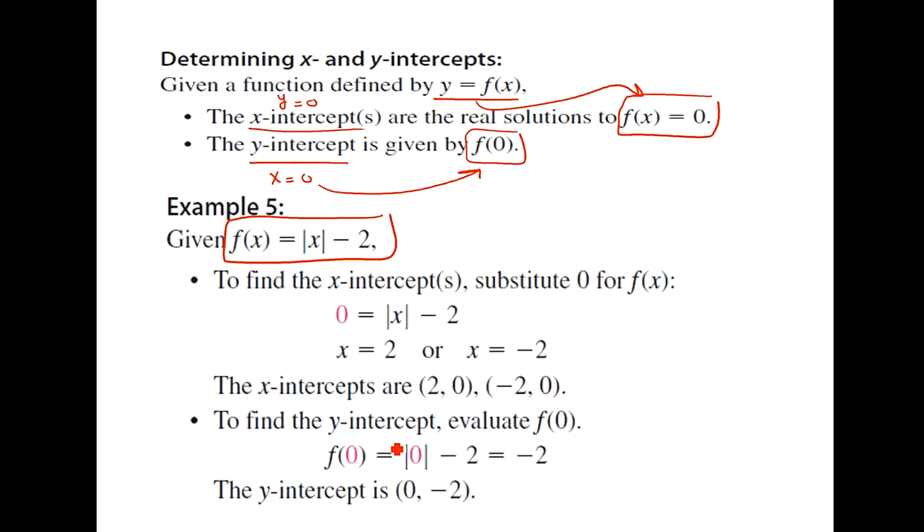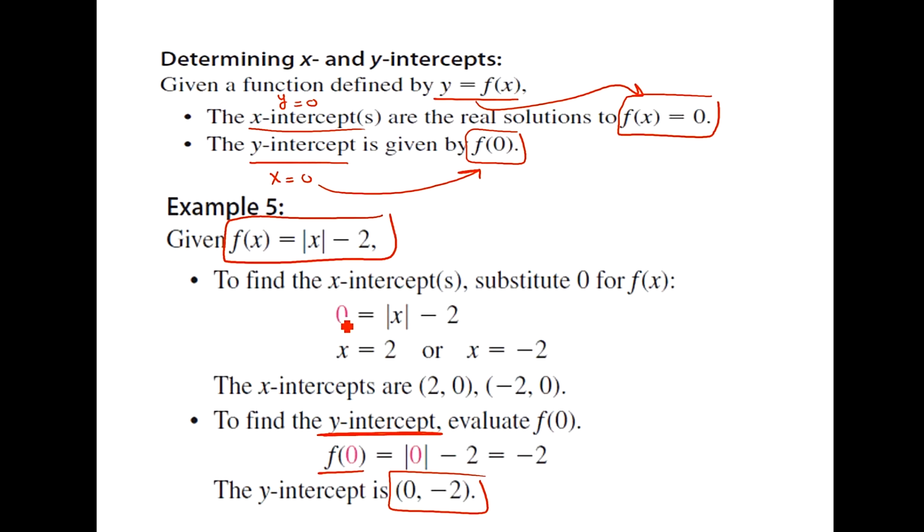If we need to find the y-intercept, this is easy. For the y-intercept, we need to find f of 0. f of 0 is 0 minus 2, which is minus 2. So the point is (0, -2). This is the y-intercept.